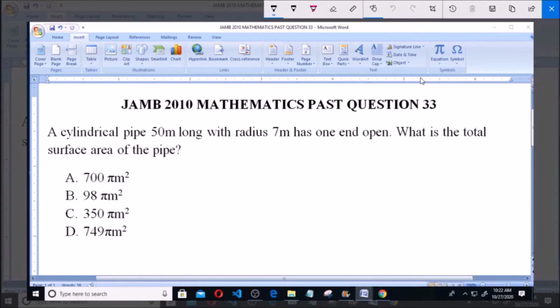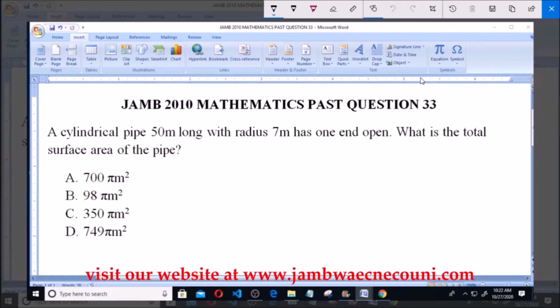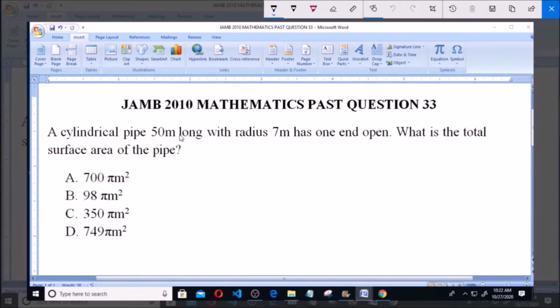I'll be answering JAMB 2010 Mathematics Past Question 33. A cylindrical pipe 15 meter long with radius 7 meter has one end open. What is the total surface area of the pipe? A, 700 pi meter square; B, 98 pi meter square; C, 350 pi meter square; and D, 749 pi meter square. Now we are asked to find the total surface area of the cylindrical pipe.